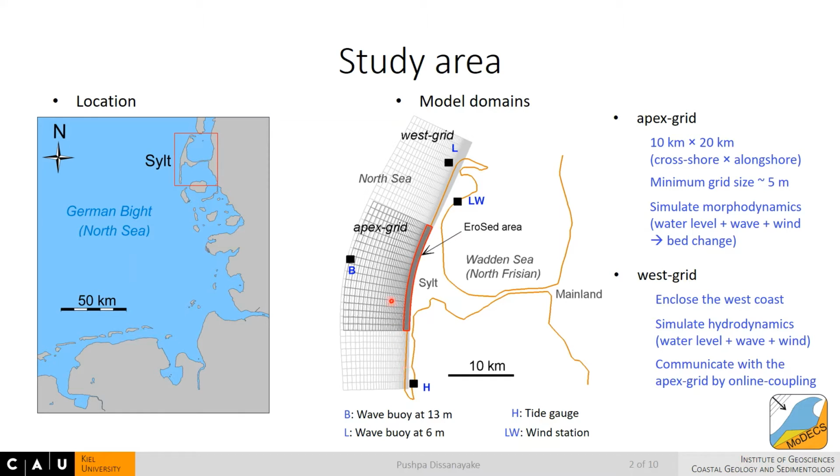For numerical modeling, we use two model grids, the apex grid and the west grid. The apex grid covers the central part of the coast, and we simulated morphodynamics within this grid. The purpose of the west grid is to generate boundary forcing for the apex grid. We use data from 4 monitoring stations. H is a tide gauge, B and L are wave buoy locations, and LW is a wind station.